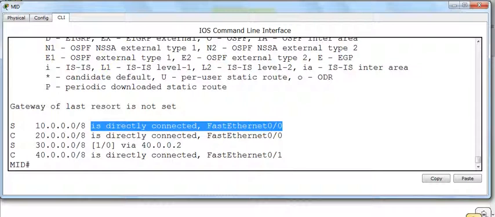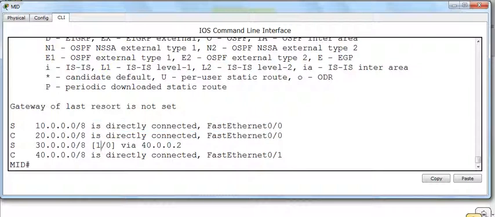What is that 1? It is called administrative distance. How far you trust a route. The smaller the number, the more you trust. Directly connected number is 0. For static route, administrative distance is 1. That's what you see, 1 here.